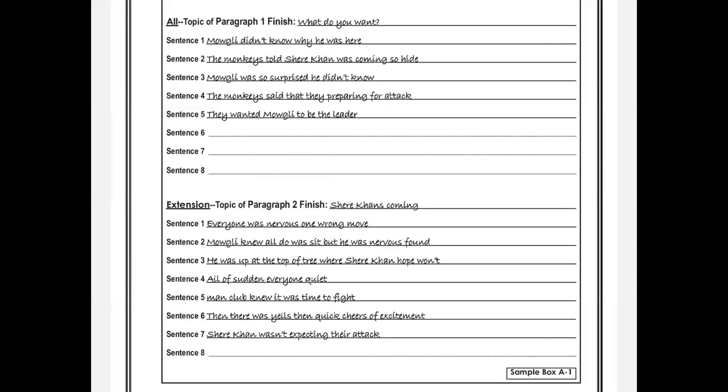So I showed them an example of the outline that somebody did, reminding them that a paragraph is a unit of thought. So when you outline, you put right here, what do you want? You put right down here, Shere Khan coming, right? This is what's going to happen in this paragraph, and this is what's going to happen in this paragraph. It's a 2-paragraph finish, 5 to 8 sentences in each paragraph.